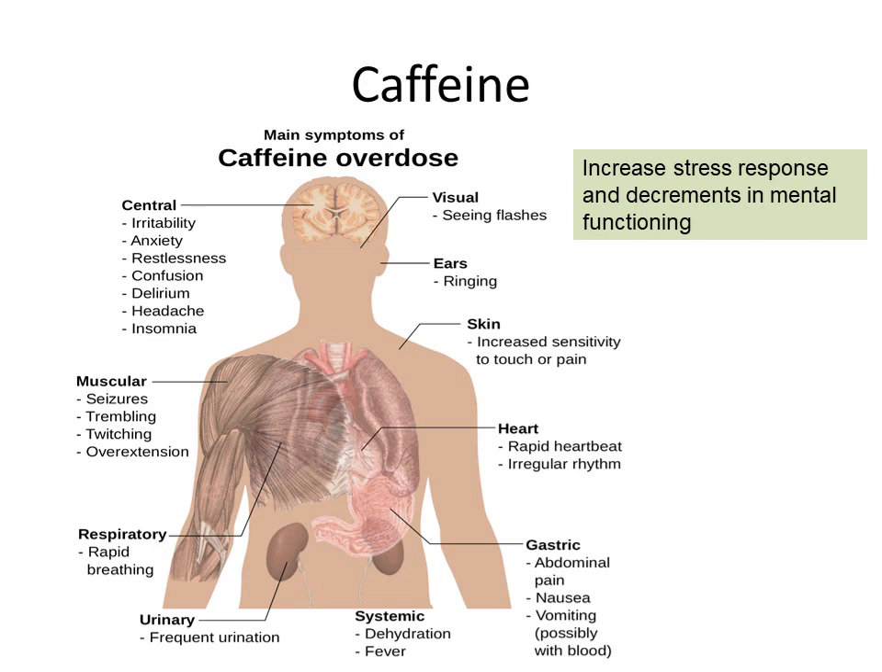And I guess we all had this experience before. If you're going to consume an overdose, quite a large amount of caffeine, you're going to suffer from rapid heartbeat, rapid breathing, frequent urination, dehydration, stomach pain, seizure, trembling, twitching in the muscles.